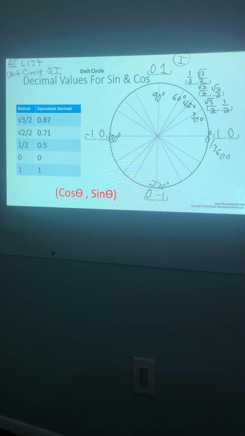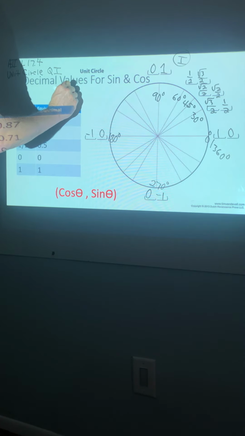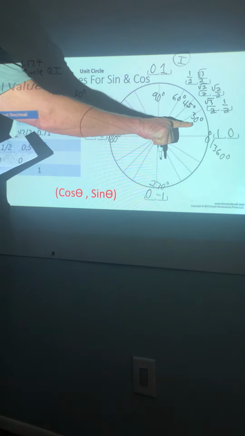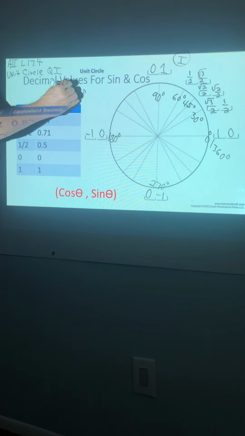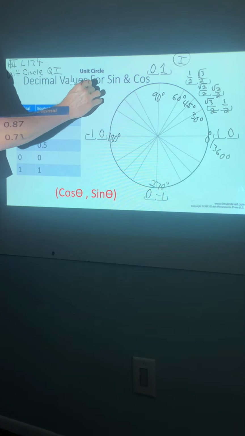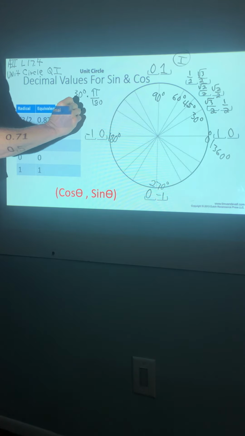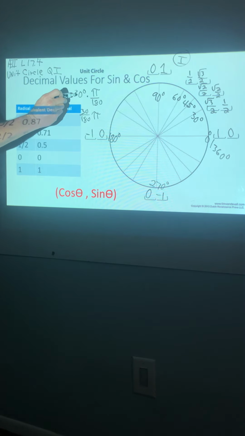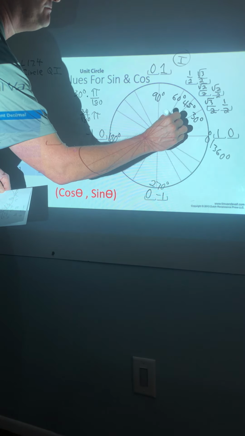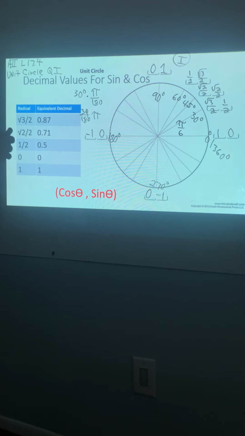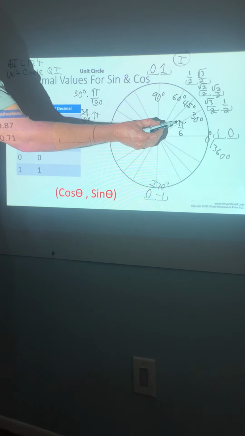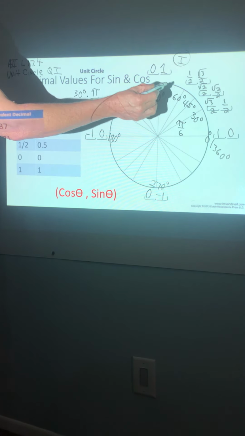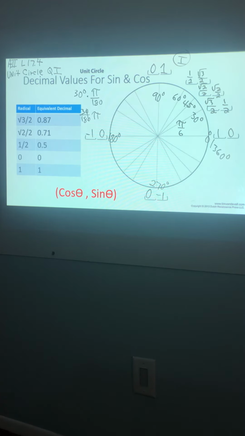Can you guys change these to radians? So real quick, if I give you 30 degrees, which is this one right here, do you remember how to change it into radians? You're going to multiply by pi over 180. So you're just going to put the pi in the back, and you're going to reduce the 30 and the 180, and you're going to get pi over 6. Okay? Can you find me all the rest of these in radians? See if you can do that.